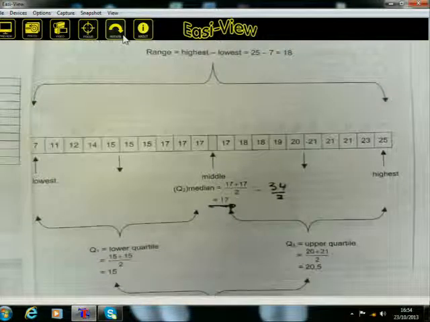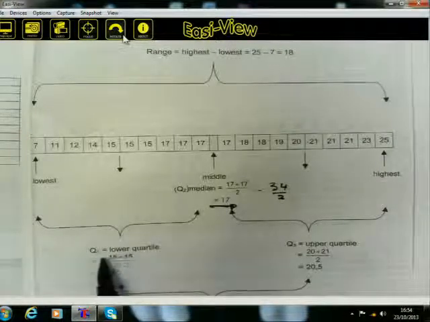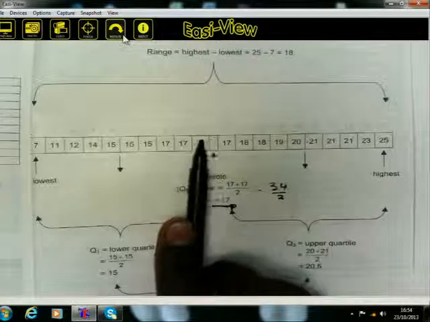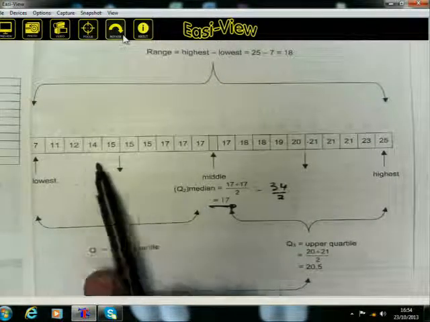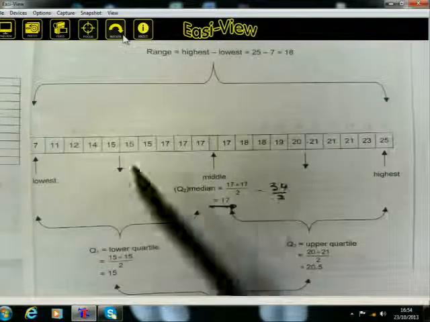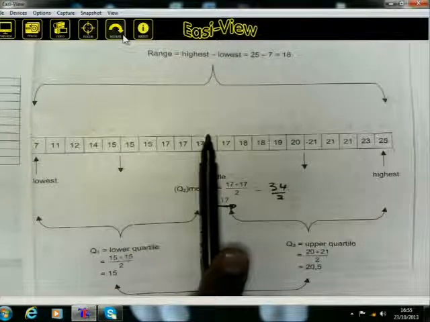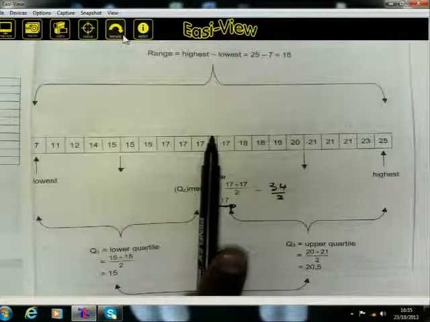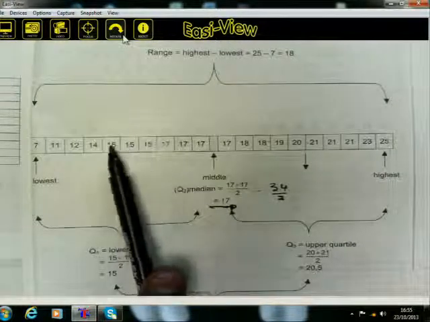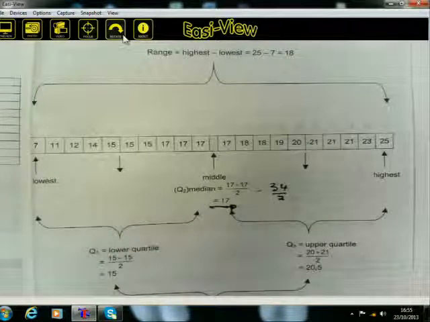Now, we are saying Q1, which is our lower quartile, we check it from here. We are looking for the center number, the middle number of the lower quartile. We count how many numbers we have before our median. I said it's 10. Let's count them. It's 1, 2, 3, 4, 5, 6, 7, 8, 9, 10. That's 10 numbers. Now what must I do?